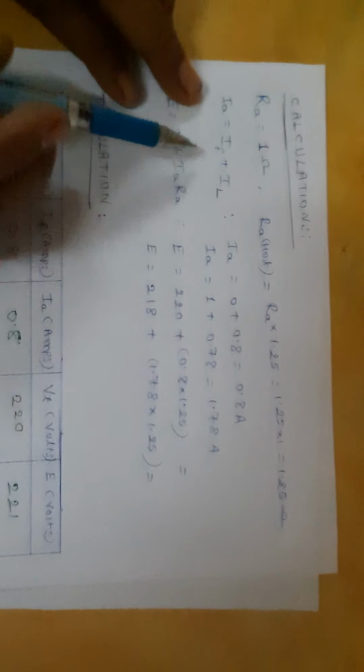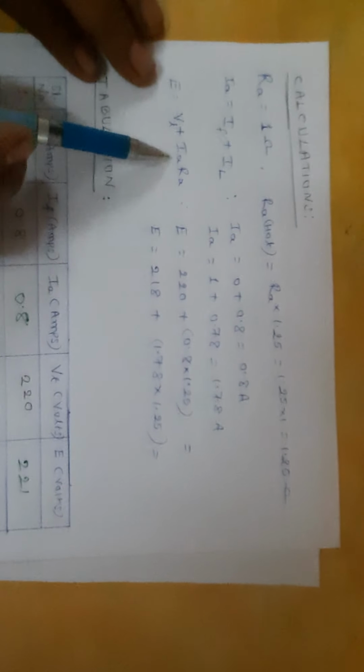Now from this tabulation we can see that IL is directly obtained and VT is directly obtained. So from this I can draw this one. But how to draw IA and E? For that purpose I have to calculate IA and E, and the formula for that is here. Now see, IA is equal to IF plus IL, and E is equal to VT plus IA RA.